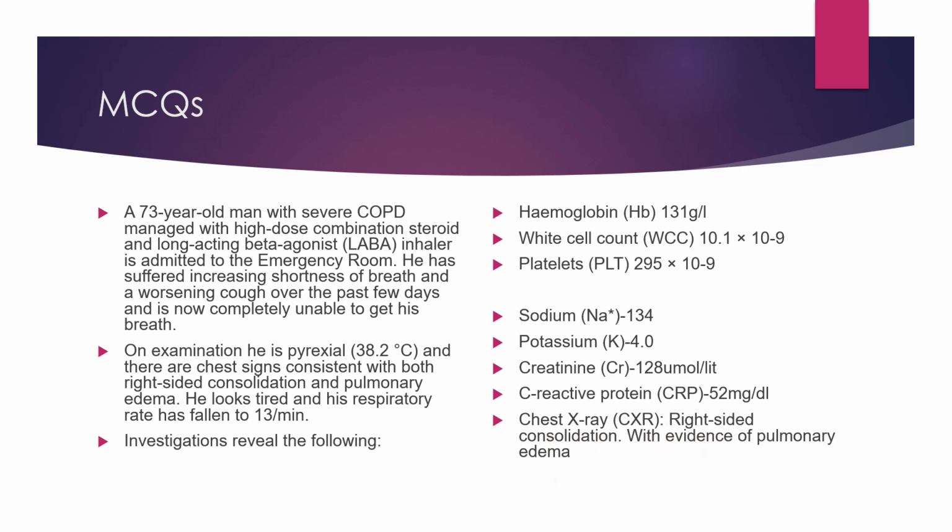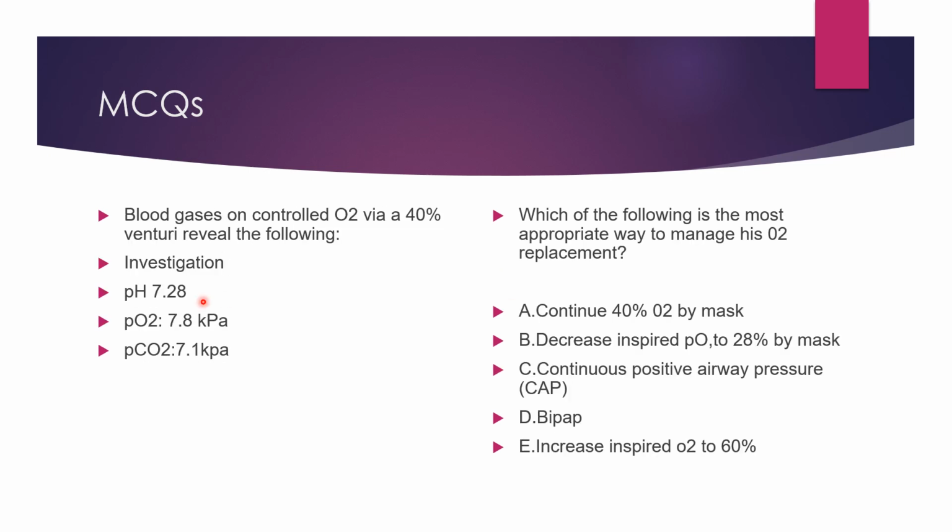So let's see what they're asking. Blood gases on controlled oxygen, 40% Venturi, reveal the following. So this is the ABG, and what is the most appropriate way to manage his oxygen replacement is what has been asked.